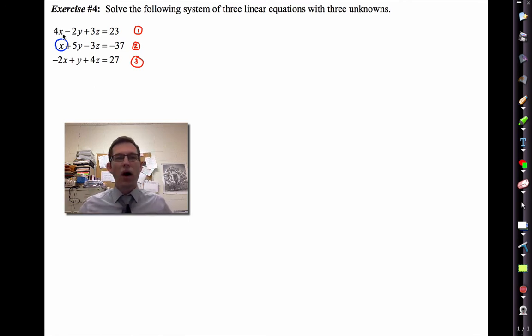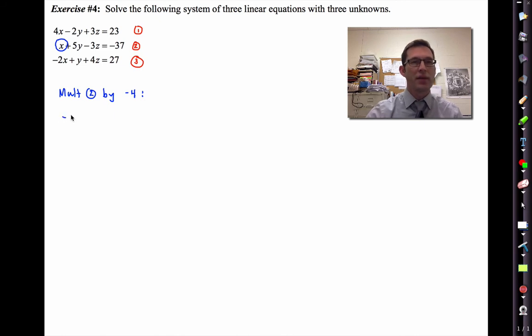Here we go. I think I'm going to eliminate the x. The reason I'm going to eliminate it is because it's fairly easy to take this equation and make that x have any coefficient we want. So let's eliminate x. I'm going to multiply equation 2 by -4. Okay, and here's what's going to happen. I'm going to get -4x minus 20y plus 12z, and then here's where I've got that negative 37 times negative 4. And what does that give me?